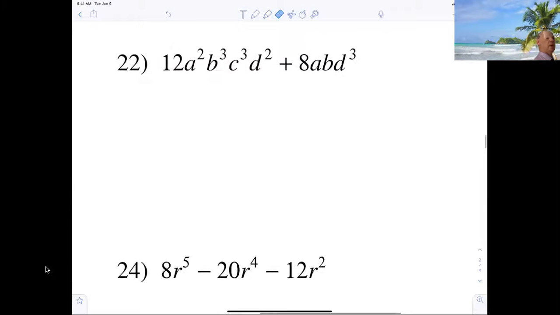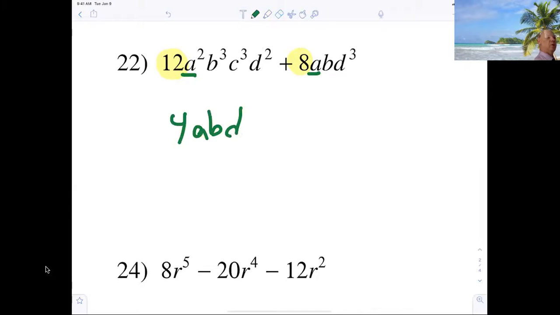Okay. What's common with 12 and 8? 4. Now look at the a's. How many common a's are there? 1. Why 1? Because one has 2 and the other one has 1. That's correct. Now look at the b's. 1. How many c's? 3. There you go. Slow down, some of you guys.